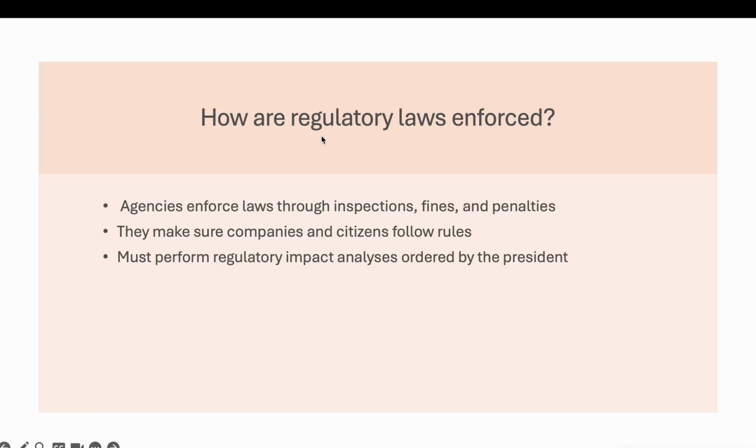How are they enforced? Agencies work like mini executive branches. They don't just write rules, but they also make sure people follow them. For example, OSHA enforces workplace safety regulations. Agencies enforce laws through inspections, fines, and penalties. They make sure companies and citizens follow rules, and they must perform regulatory impact analysis ordered by the President.